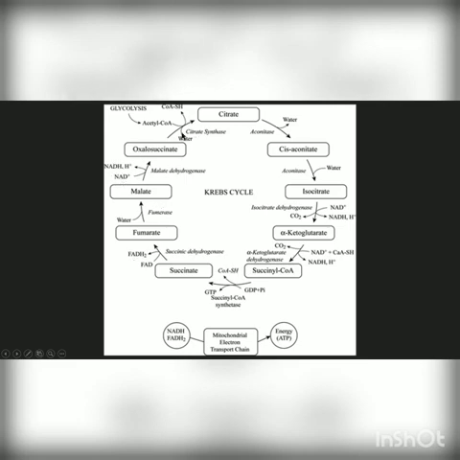So formation of oxaloacetic acid from the malic acid. So understood, children? This is the whole process of the Krebs cycle. These all are the steps involved.